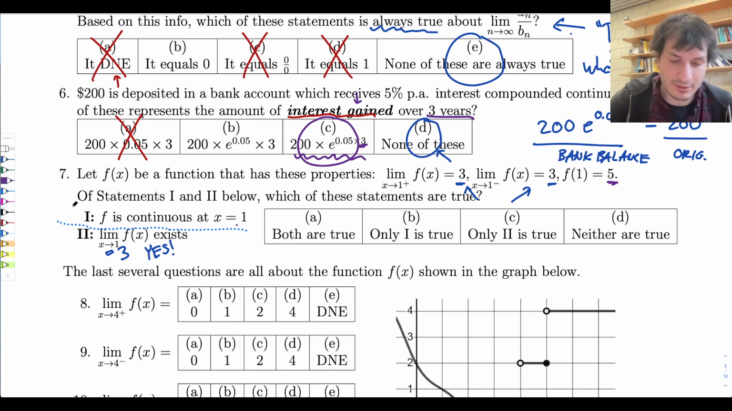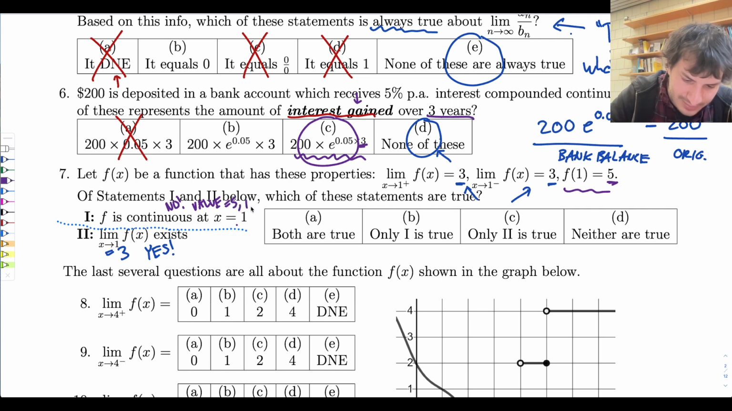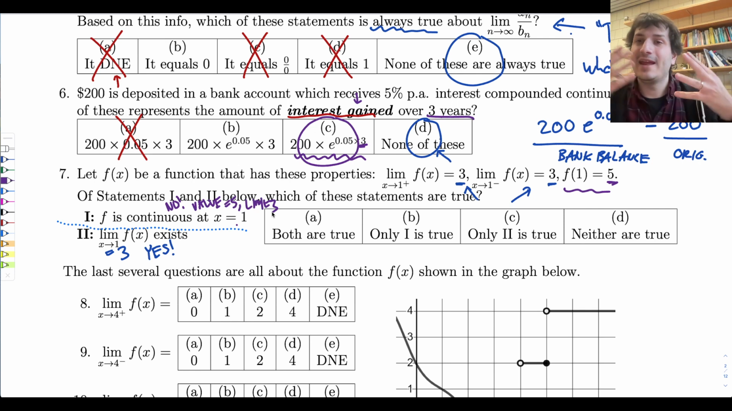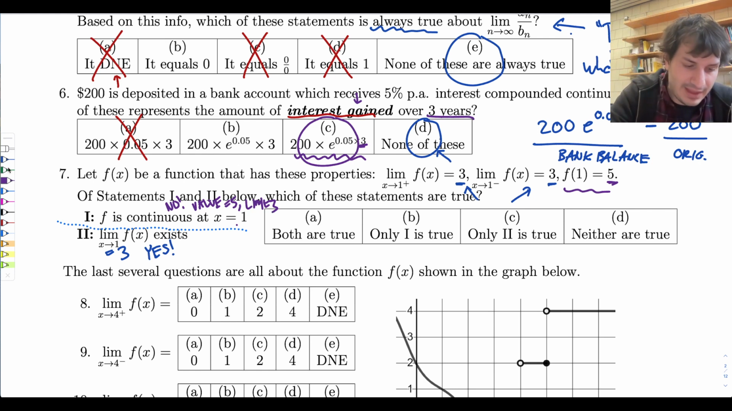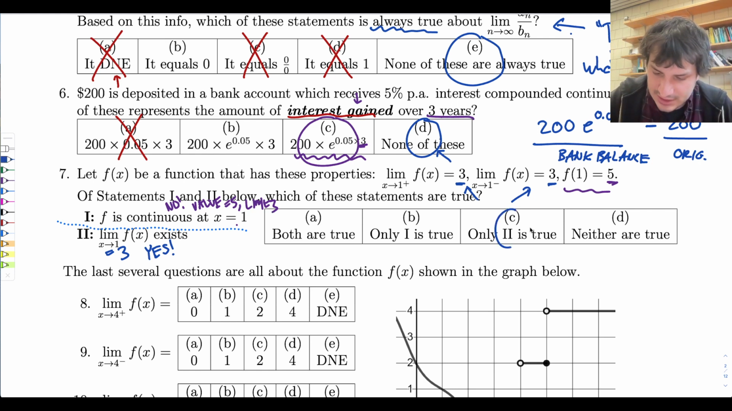Let's look at point 1 now. Is the function continuous at x equals 1? And the answer to this is no. Why is the function not continuous? Because the value of the function is not equal to the limit. The value is 5, but the limit is 3. If the value and the limit are not equal, the function is not continuous. That is exactly what it means for it to be continuous. So 1 is false, 2 is true, and that means the correct answer is C. Only 2 is true.